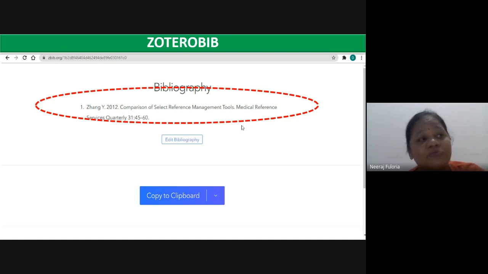So my advice, whosoever wants to use, you can go with Zotero, or if you don't want to download Zotero, you can use the Zotero Bible. Okay, so this is a very good option. Then we have a Zotero Bible also.